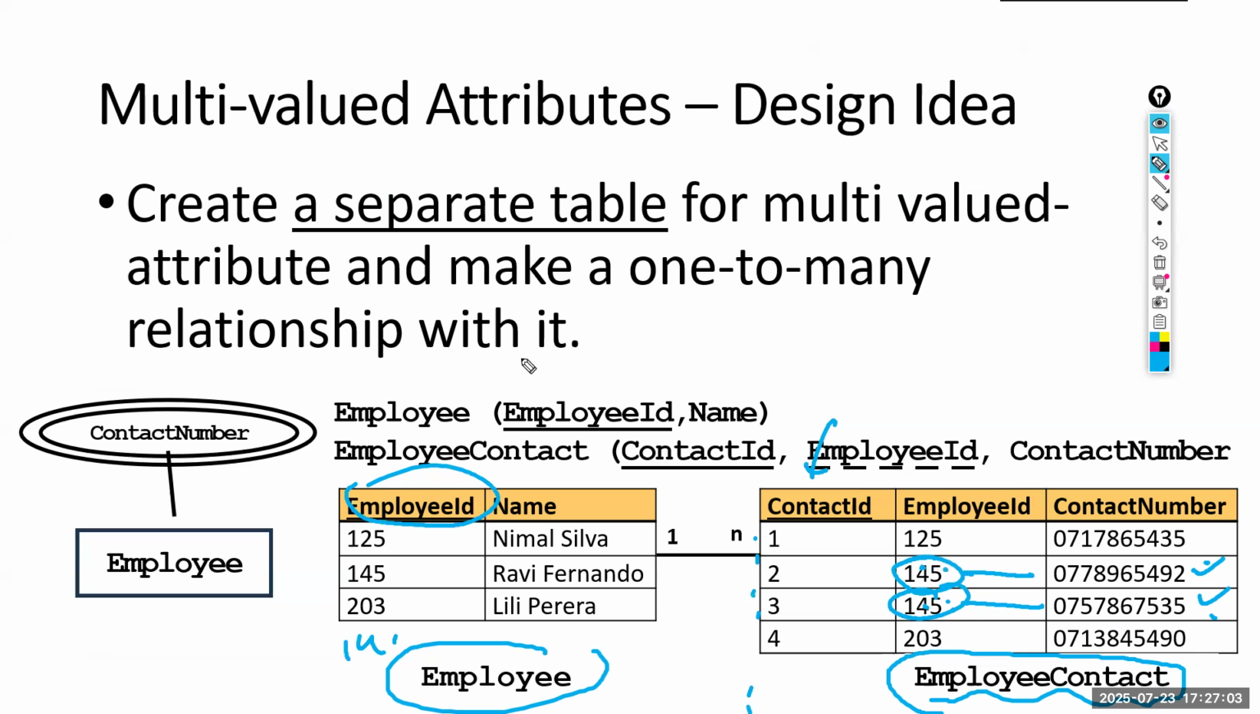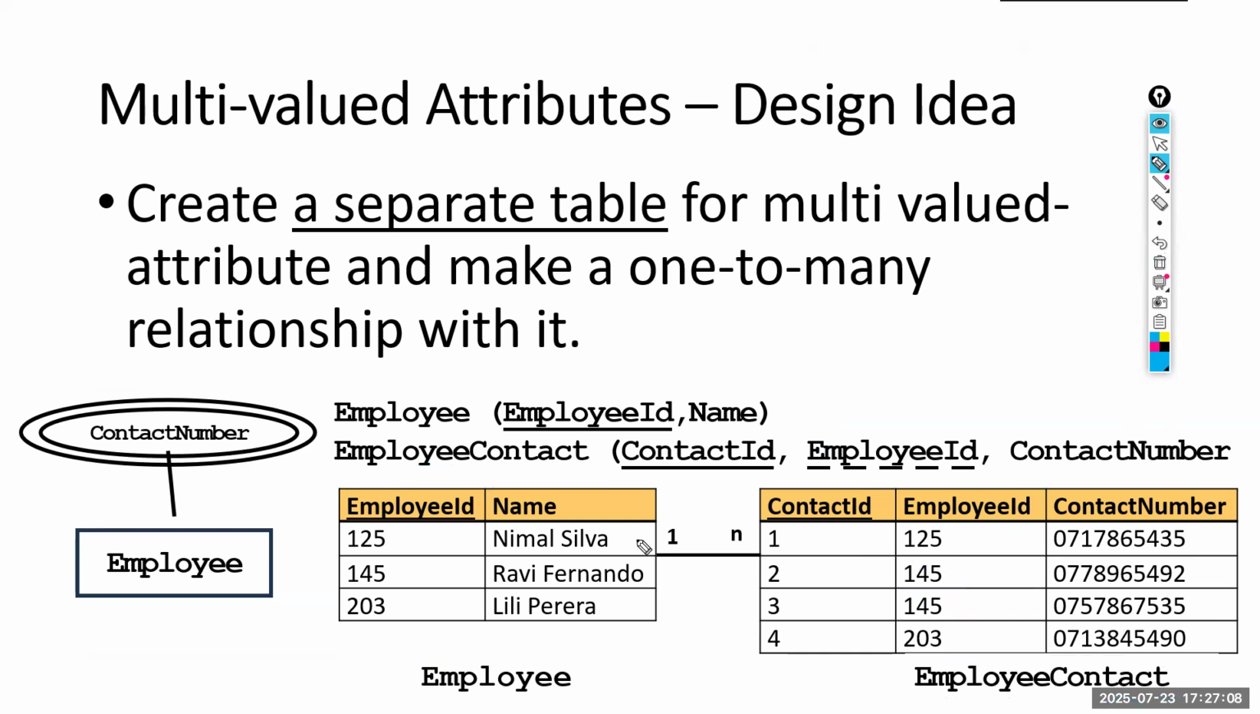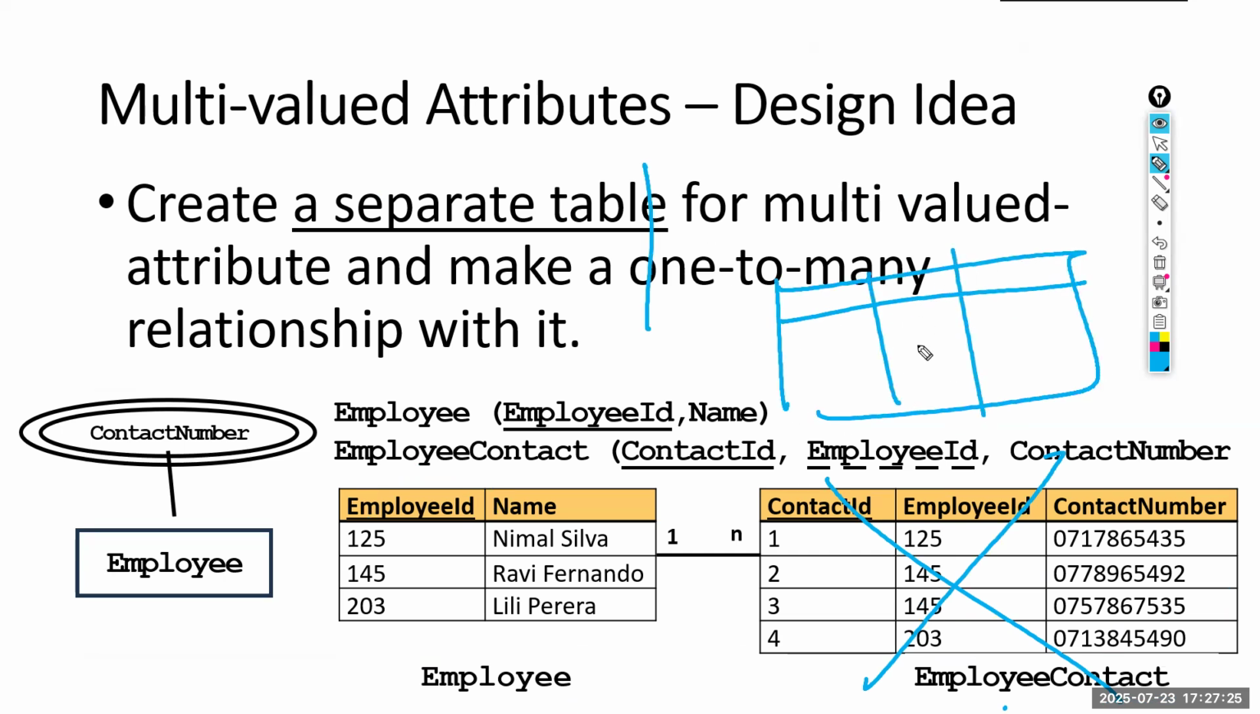Now, if I don't go for another additional table like this, sometimes you may feel, okay, this is a headache, right? An additional table, a relationship. So what is the other option you should have thought of? The other option is don't go for a separate table. Use the same table, something like this: employee ID, name, contact number. Say 125, Nimal Silva, then you write 071, blah, blah, blah.